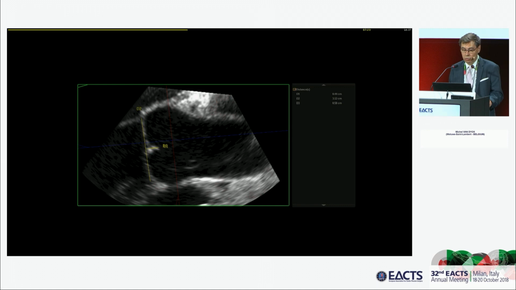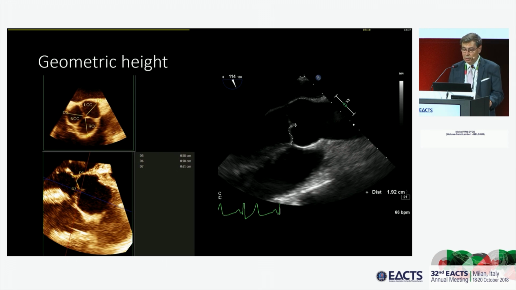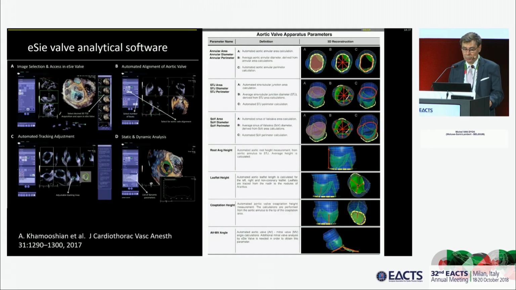Other measurements are now possible. This geometric height can be measured because we now have the possibility to make curvilinear measurements, which was not possible earlier on, and we had to add all these small measurements. Now we are able to measure just the curve length of one cusp. And we now have some software appearing. I'm sorry, I don't have this one in our hospital, but it's coming on the market, and it automatically performs all these measurements, and maybe this could be very useful.